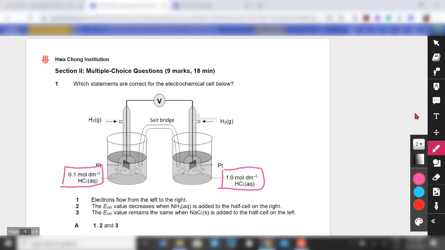You'll notice that this setup is a little bit different from most of those that you have encountered, because you have the same reagent for both half cells. The only difference is that the concentration is different for both half cells. How do you go about approaching this question? It's actually similar to how you will approach an ordinary question.